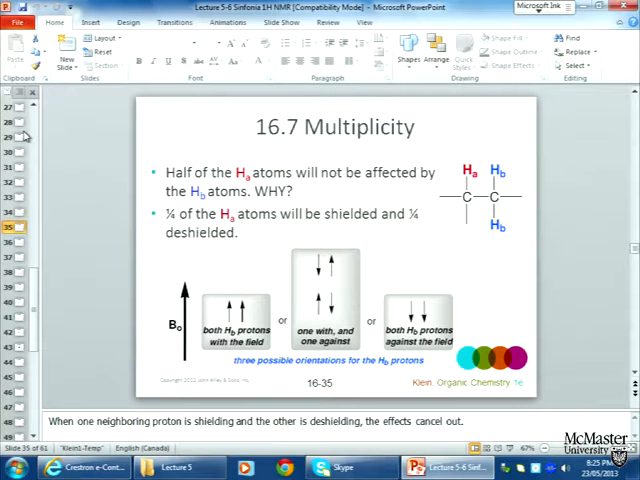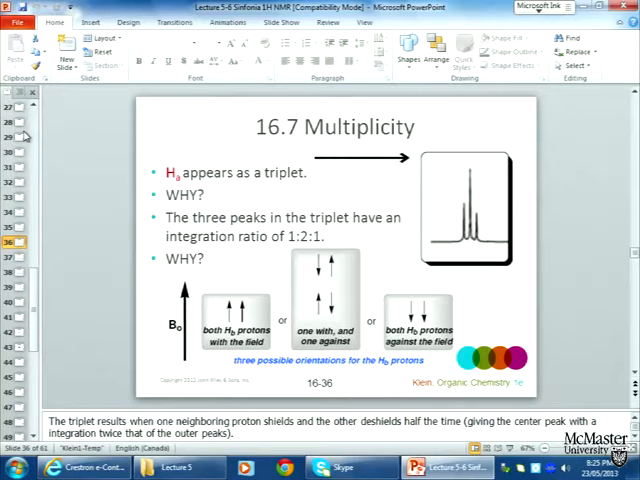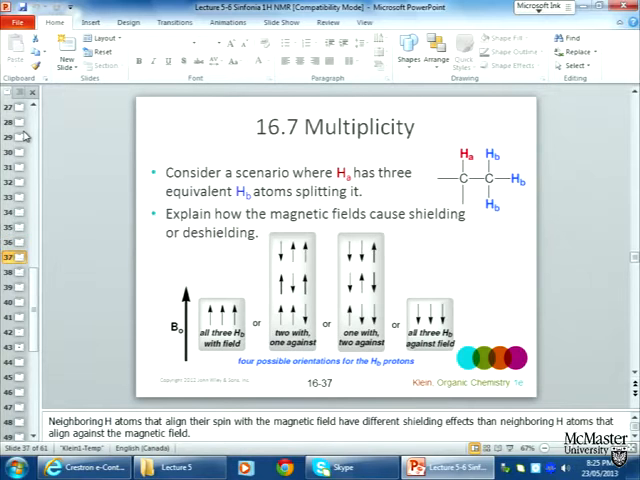Okay, 35, we've said. 36, we've said. We've talked about the integration ratio, 1 to 2 to 1. So let's move to 37, and now we're going to look at what happens when we have 3 neighbors. And especially in the absence of any slides, this is kind of hard to explain. I'm going to let you largely walk through it, right?